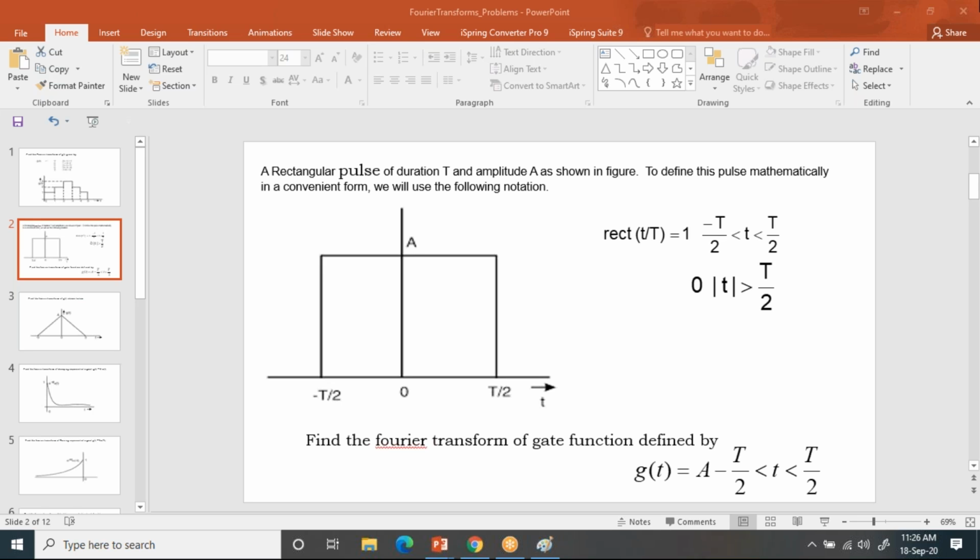Can I solve this problem? Have you noted down this problem? Please post it in the chat box. Okay, now I'm going to solve this problem.